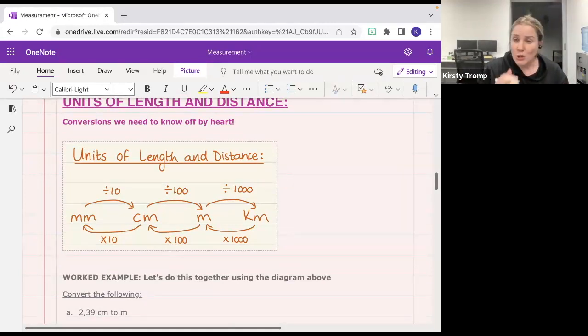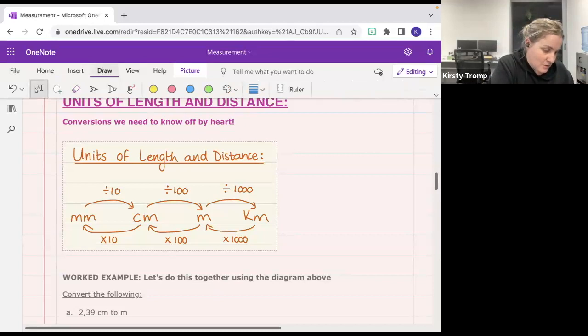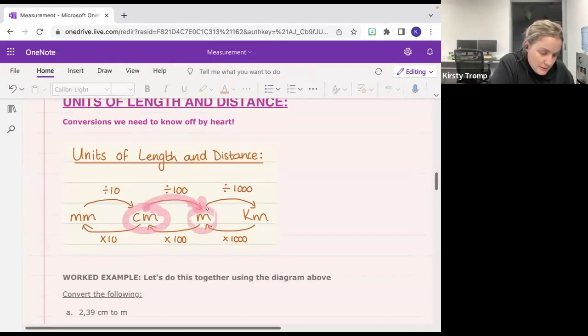Let's do this together using that diagram above. Convert the following. 2,39 centimeters to meters. So I'm going from centimeters, all right? I'm going from centimeters and I'm going to meters. Okay, so when I go from centimeters to meters, what do I need to do? I go and I look at my table above. I need to divide by 100. All right.